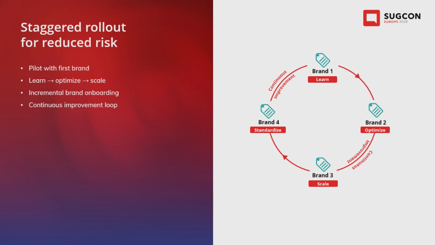We did a first pilot, the first brand launching. We learned a lot of things there, and then we applied those to brand two, and then we optimized the process. By brand four, the process is mainly rinse and repeat, and we standardized the process. So I would strongly recommend that you have a staggered release plan. It will not be smooth in brand one, but by brand four, you will be standardizing the process.